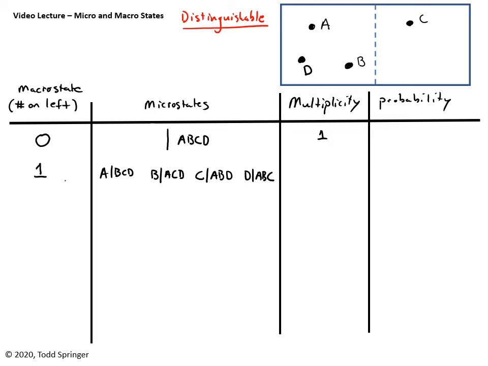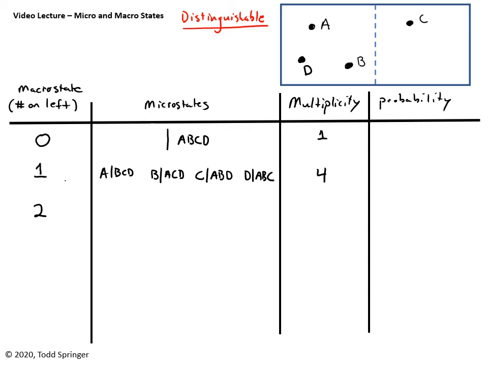Okay, so those are the 4 microstates: A on the left, B on the left, C on the left, D on the left. Each one of them leads to the same macrostate, which is one particle on the left. So we say the multiplicity is 4 here. There's 4 ways to achieve that. Now how about 2 on the left?